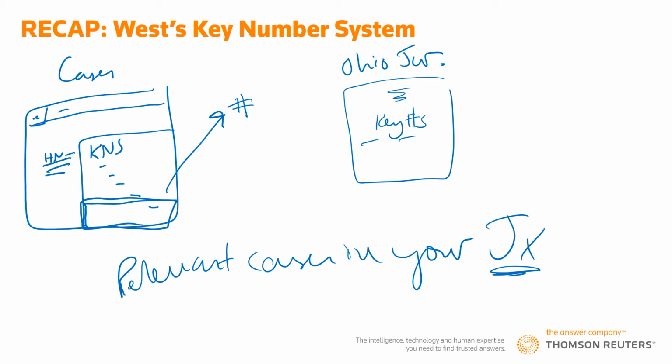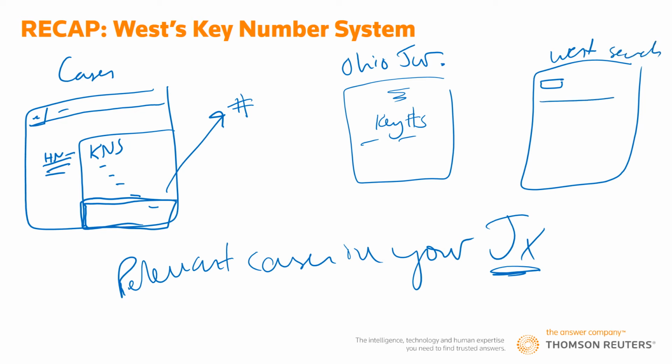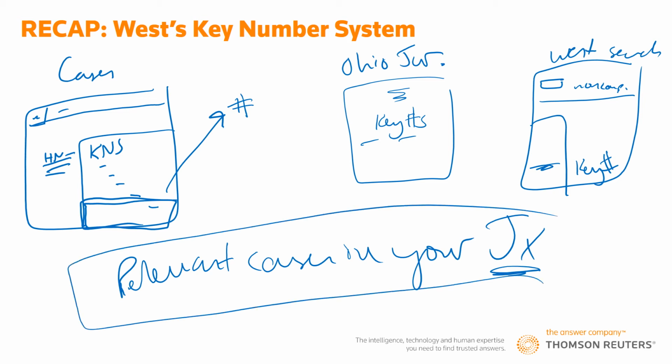Again, the key numbers are all over the place, but where we learn to find them are from the cases or from Ohio Jur or from the West search window, just by running a standard descriptive language search, just by running non-compete and selecting Ohio. Because you'll see them along the left-hand side, key numbers. And then clicking on them in more detail, again, the goal is relevant cases in your jurisdiction.